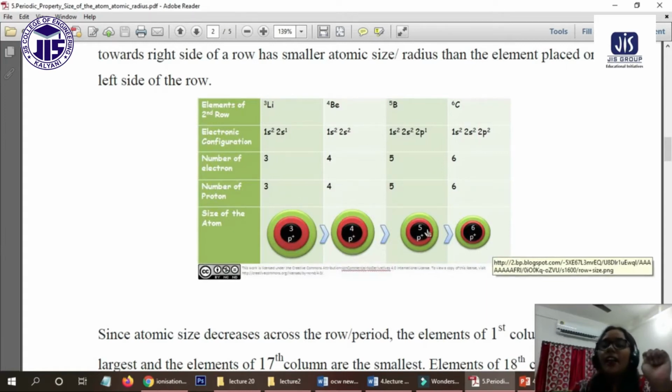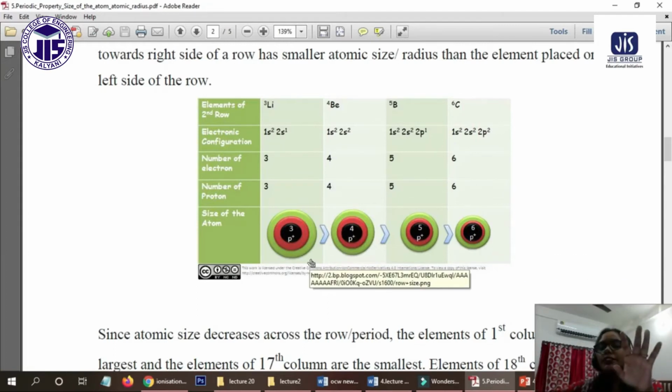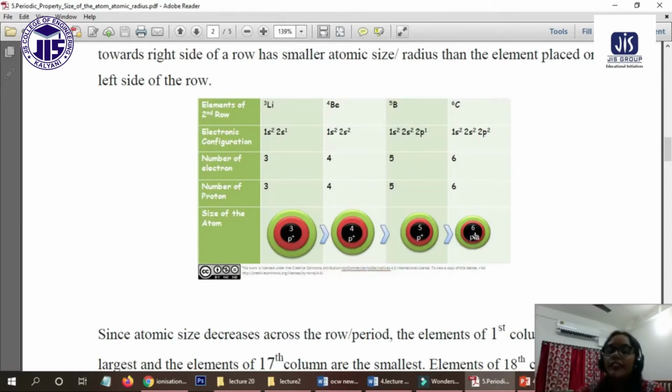I'm again repeating. If we go towards the right side, in the same shell only the electrons will be added, as well as the protons. The nuclear charge will increase, so it will more strongly attract the outer orbital electrons. That time the contraction of size will take place. So that is why if we go towards the right side, the size will decrease.